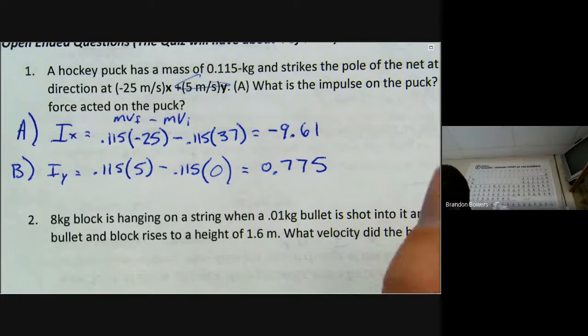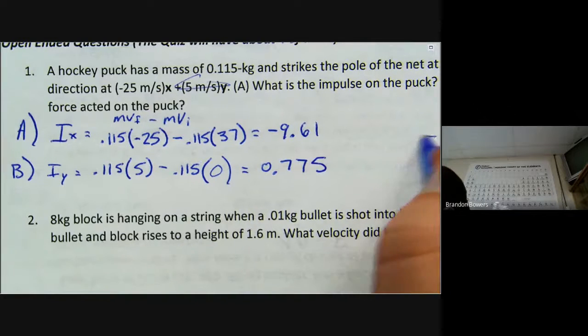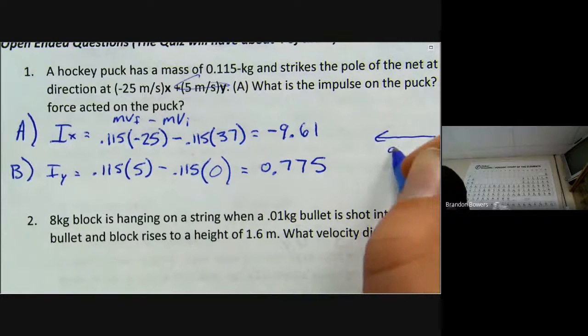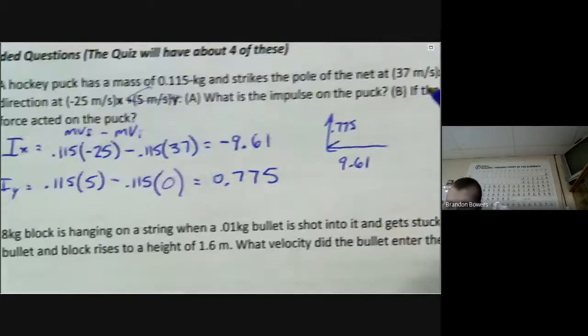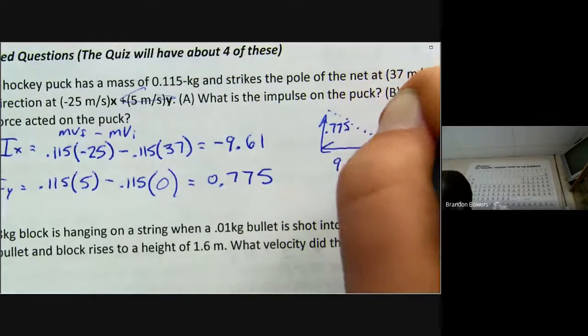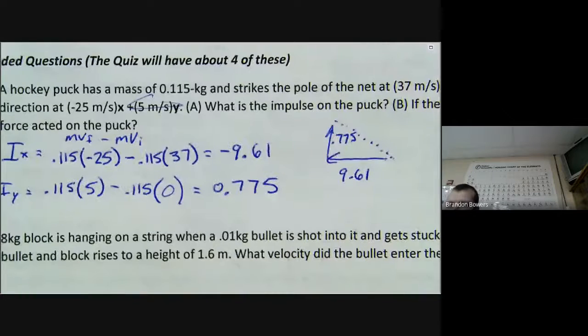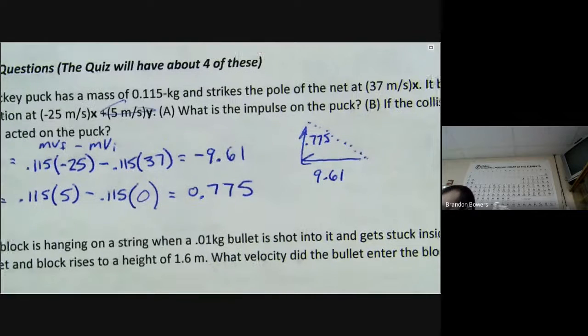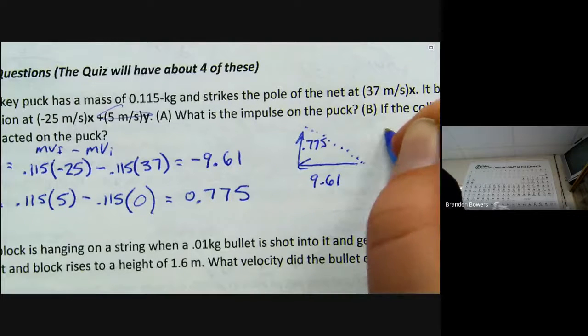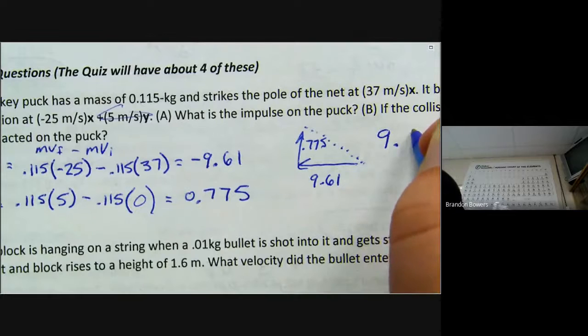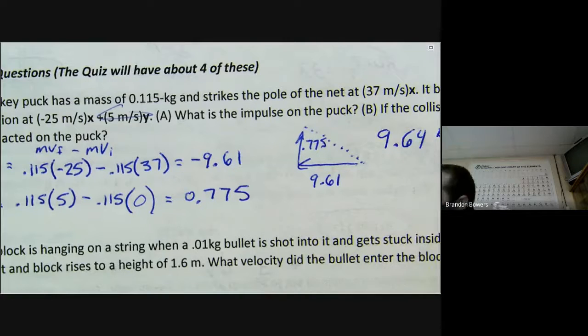So what you have to do, let's think. I have 9.61. That goes up at 0.775. Okay. You got to find your hypotenuse and angle. X, Y's are a little tricky. Okay. So a squared plus b squared equals c squared. The hypotenuse I got to be 9.64. All right, kilogram meters per second.